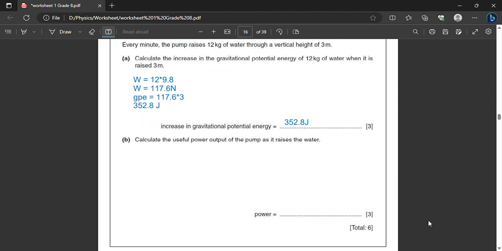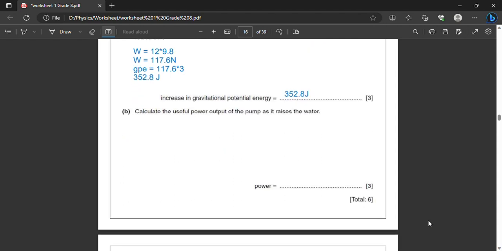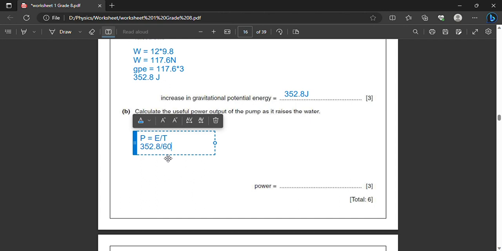So the next question, calculate the useful power output. They said calculate the power output, basically the total power given out. So power equals energy over time. The energy we calculated in our previous question was 352.8, all over 60, because they said every minute, which means 60 seconds. So you get 5.88 joules per second, which is watts.